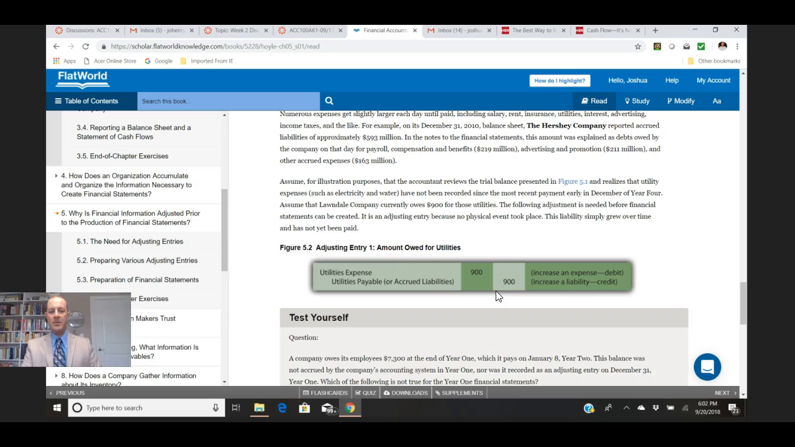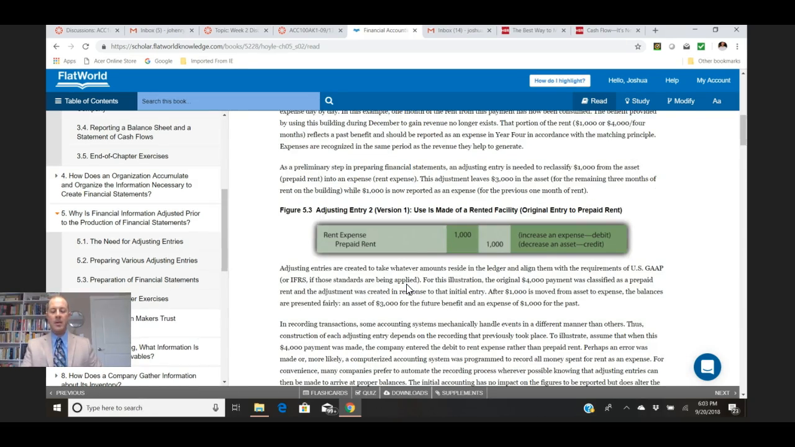Also, one thing to bear in mind, just to remind you, we talked about on adjusting entries, there's going to be an income statement account and a balance sheet account affected. Here, as you see, an income statement account above and a balance sheet account below, and so both are impacted.